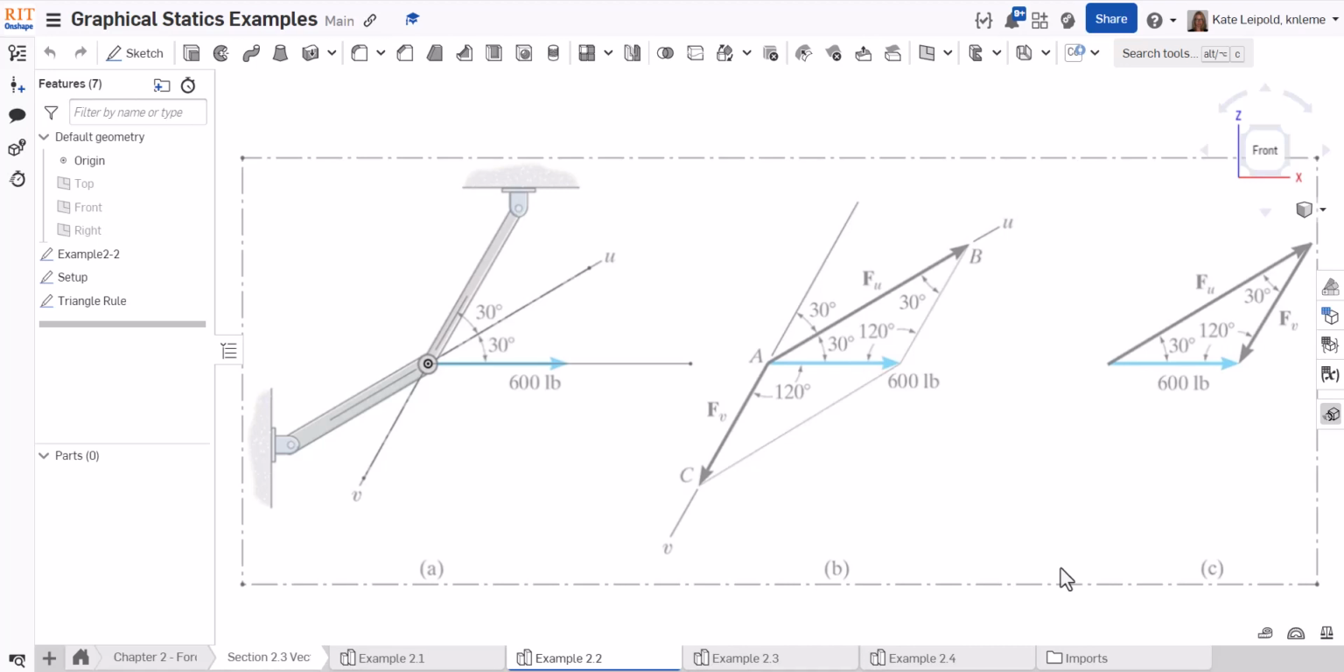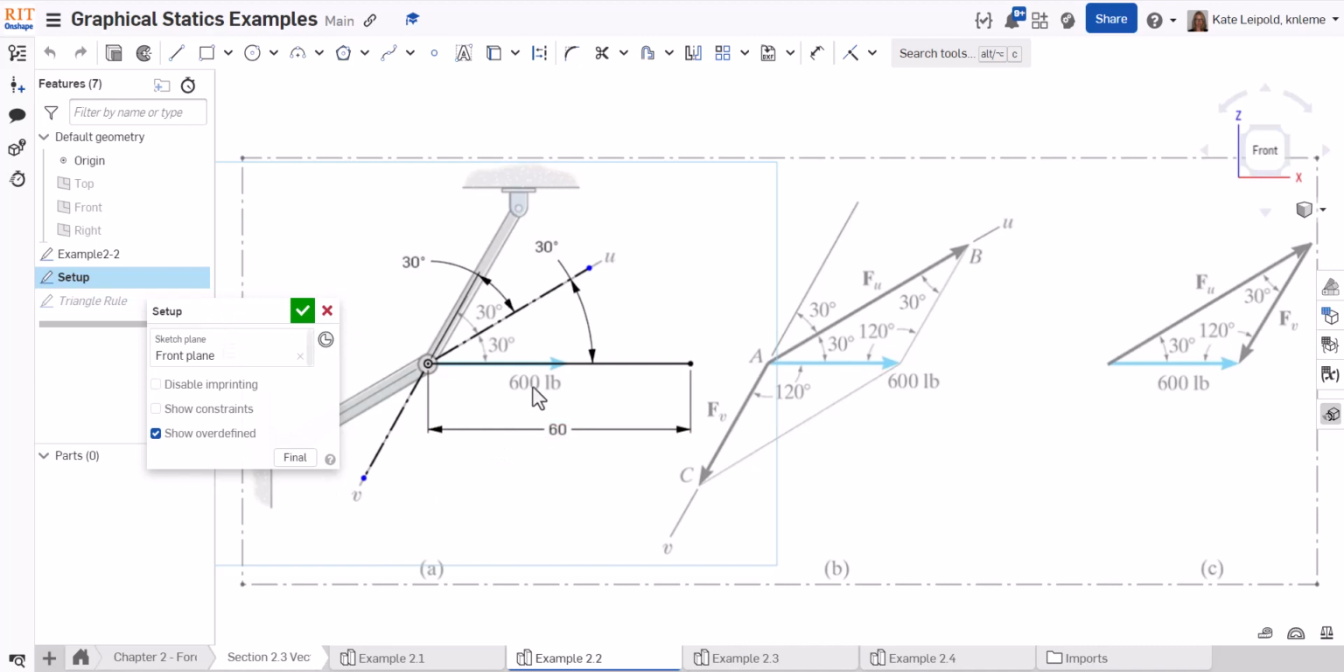Previously in example 2.1, we had two 2D vectors that were added together to get a resultant vector. In example 2.2, we'll have a resultant vector that will resolve into its 2D components. You can see example 2.2 has been added in.